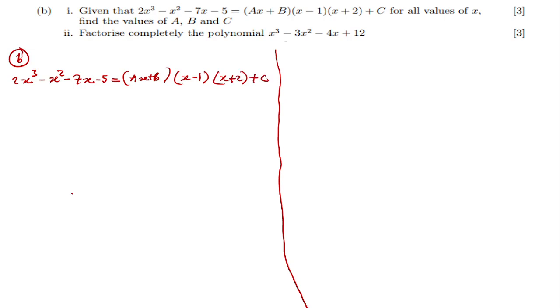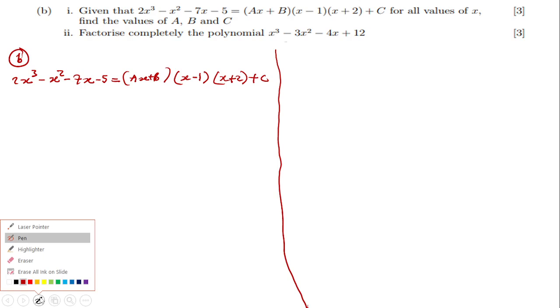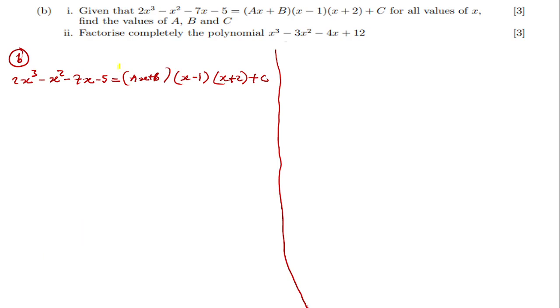So before you do anything, the only part which was supposed to be worked on first was this part. So the first thing you're going to do is to expand that particular part. So let's quickly expand the part, I've gotten the yellow guy, so I'll say ax plus b, and then I'll say x minus 1, and then I'll say x plus 2, and then I'll say plus c. So I'll expand first that.